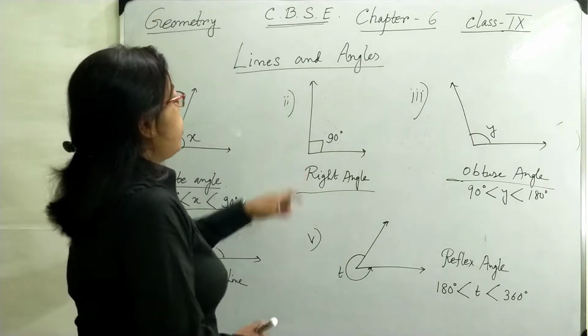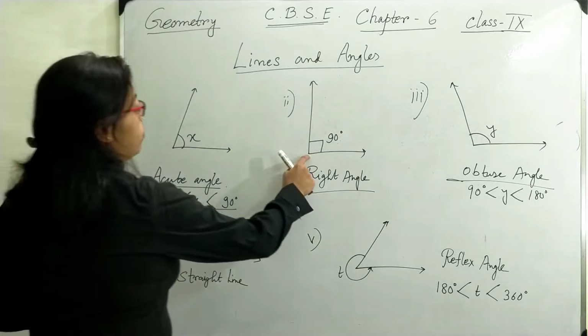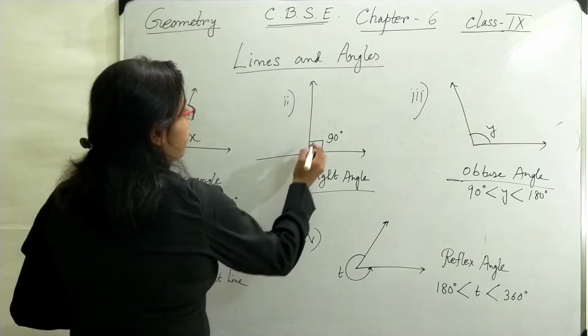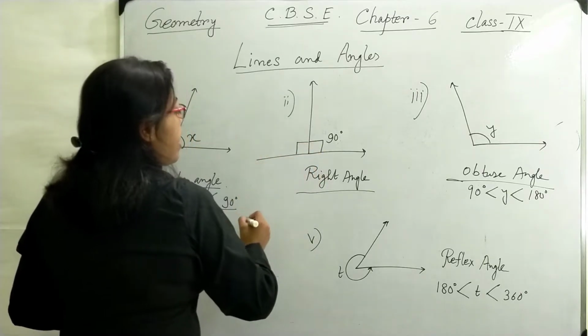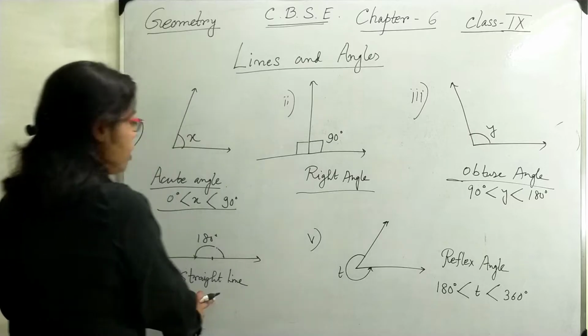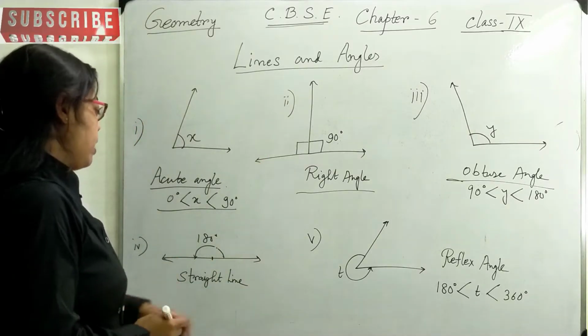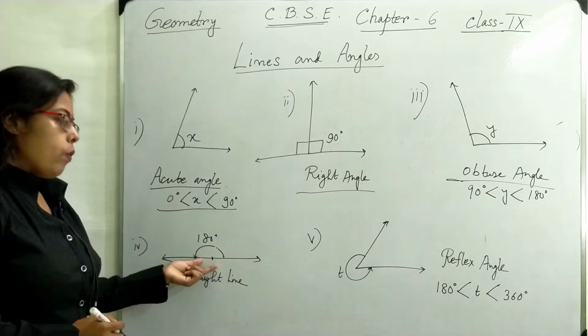Okay, 90 degree and 90 degree. When you do this, if you extend this line, we will get another 90 degree here and we will get 180 degree as a straight line. Clear? So straight line का जो angle होता है कितना होता है 180 degree.